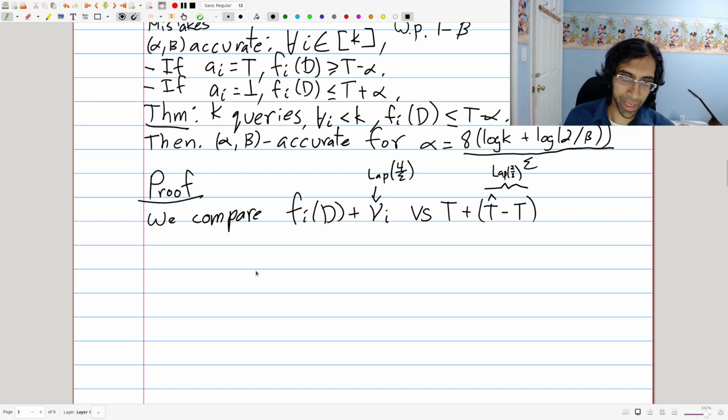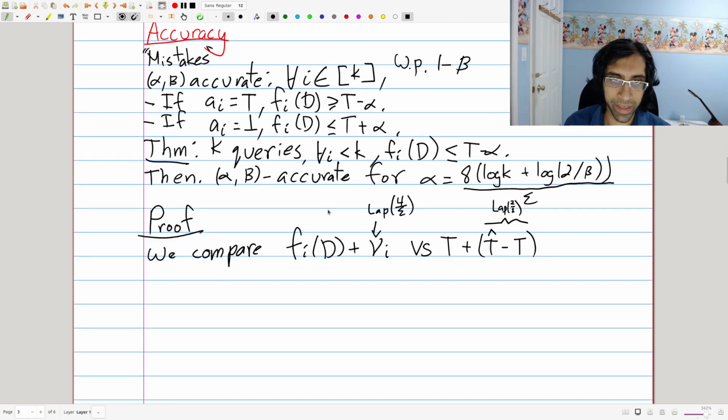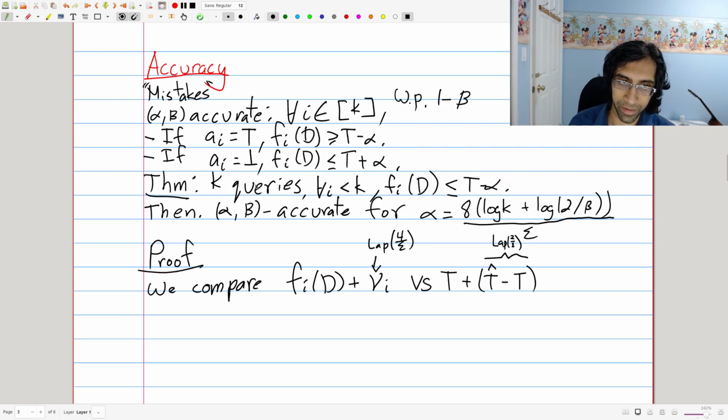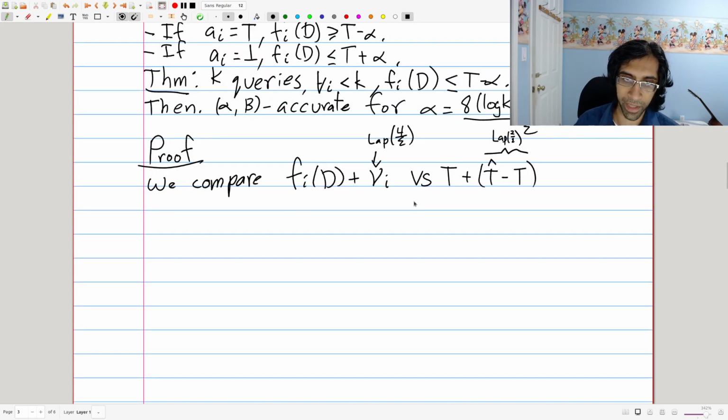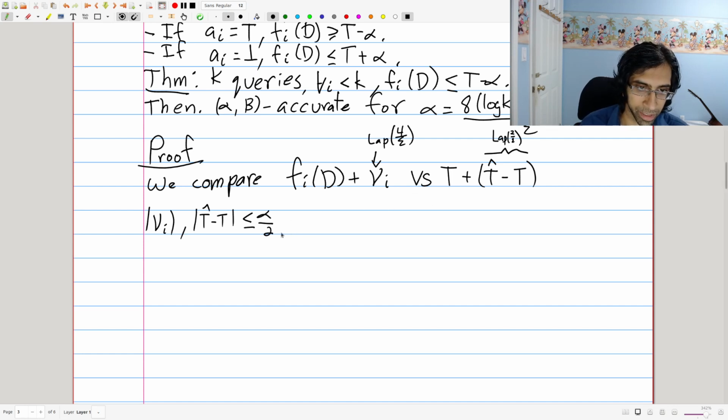Now, what I want to say is that we have the guarantee that all of the queries are significantly below the threshold. If we were just comparing f_i of D to T, then it would be less by a significant margin because it's less than T minus alpha. But if we can say that the size of nu_i and the size of T hat minus T are both less than or equal to alpha over 2, then we have the desired accuracy guarantee.